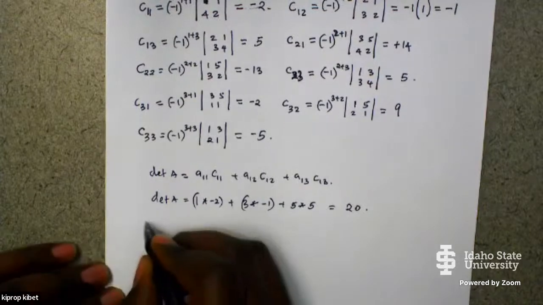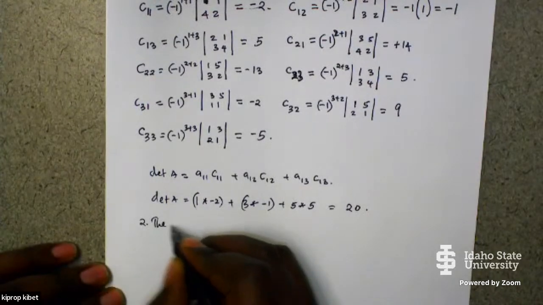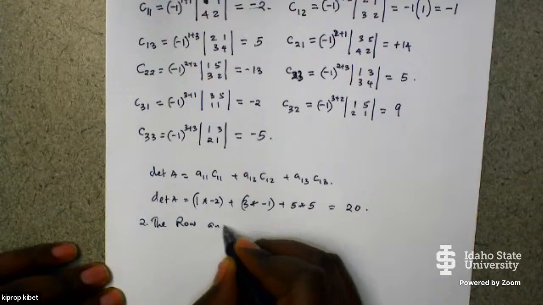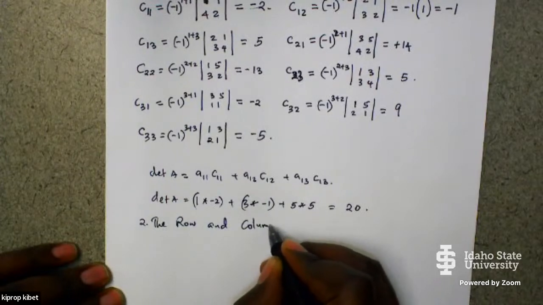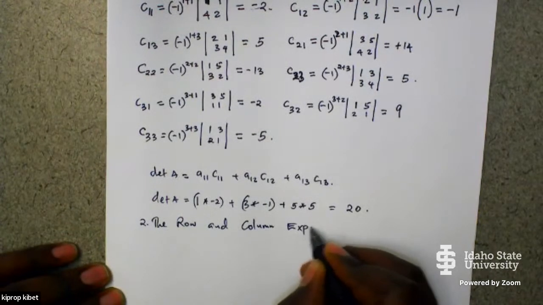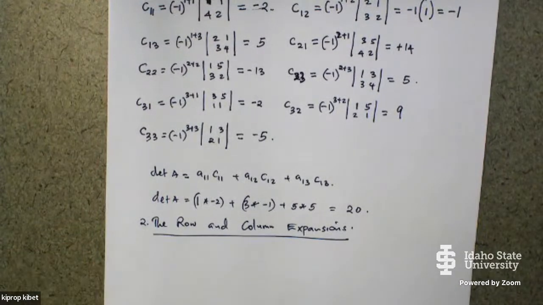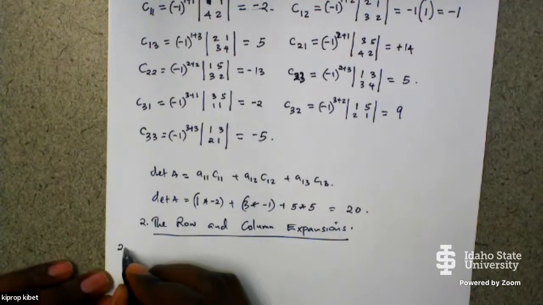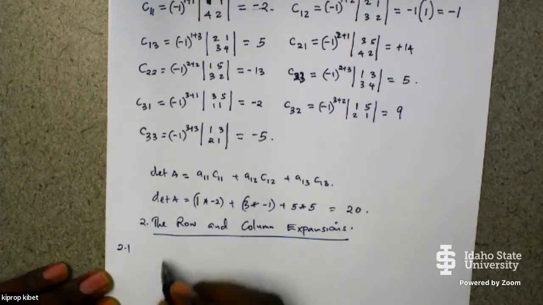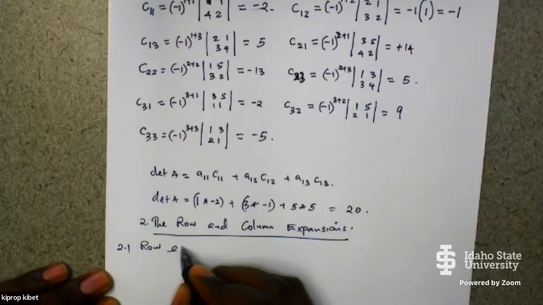Now let's come to the next section, which is the row and column expansions. We can actually use the row and the column to get the determinant of the matrix. Now, if we want to use the row, 2.1, the row expansion.